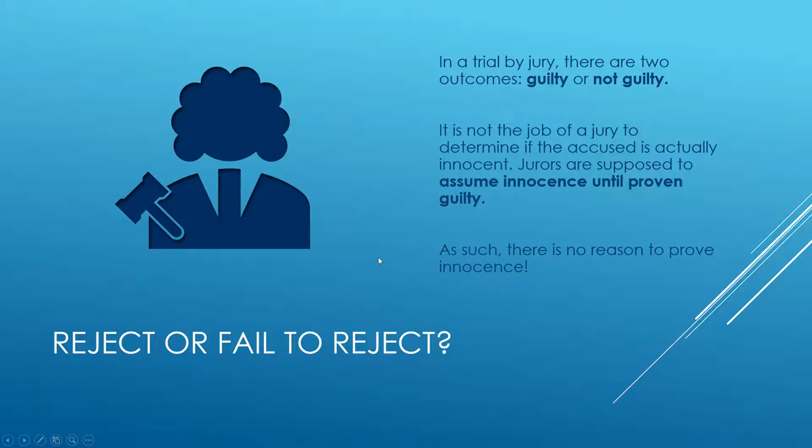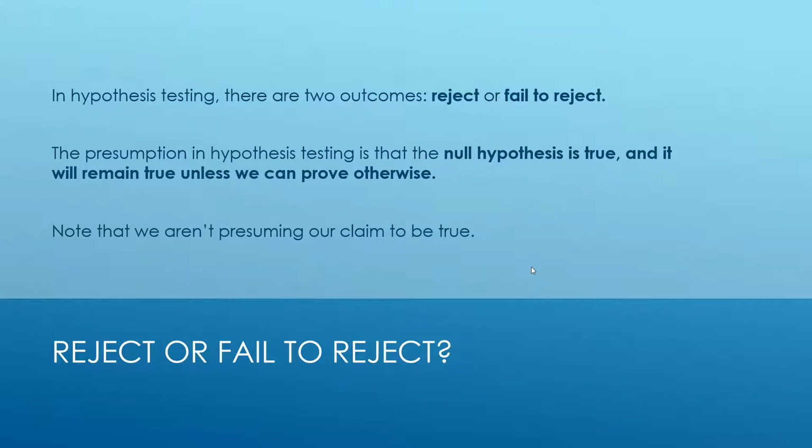And hopefully this will give you a bit of an idea about the phrase reject or fail to reject, guilty or not guilty. That is what's going to happen in this series when it comes to hypothesis testing. In hypothesis testing, just like in the trial by jury, there are two outcomes. You either reject your null hypothesis or you fail to reject. It's either guilty or not guilty.